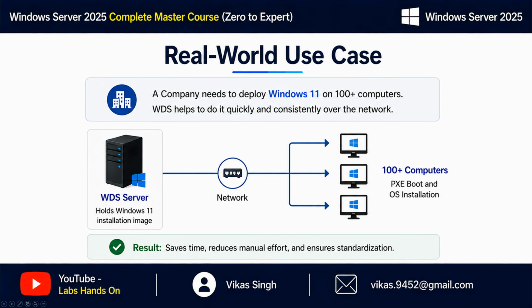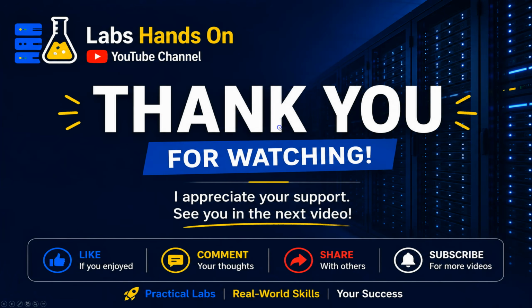And these are some real world use cases. Let's say a company needs to deploy Windows 11 to more than 100 or 500 machines. WDS can help to do it quickly and consistently over the network. You can get your Windows 11 installation image ready on the WDS server, and then you can start the deployment using PXE boot. This is what we are going to see in our demo. In the next video, we are going to install our WDS server, which we have already created.